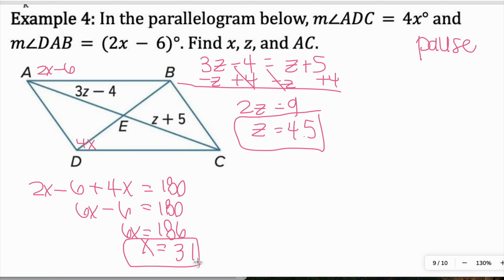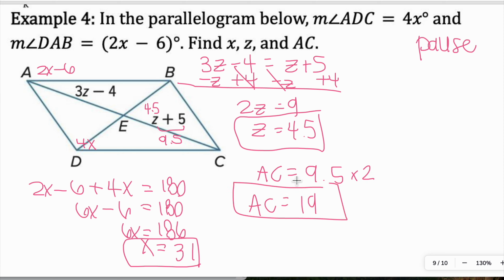Okay? And then it says find the measurement of AC. AC is this entire diagonal, and so I'm just going to plug in z, which is 4.5. So 4.5 plus 5 means this EC is 9.5. So AC can be found if I just do 9.5 times 2. So AC is equal to 19. And there we have it.